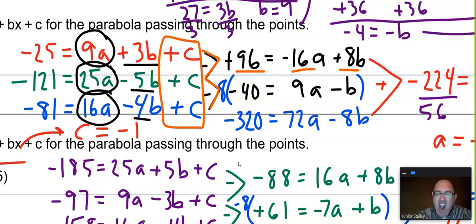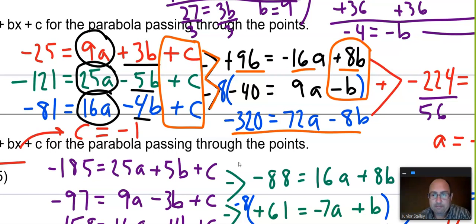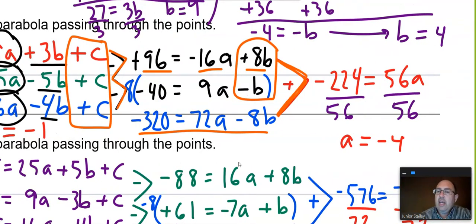So I realized that right here was what I needed to focus on, so I chose to multiply that second equation by 8, and that's what got me the part in the blue right there. So I decided these two things needed to get added together, and when they did, I got -224 equals 56a, so when I divided the 56 to the other side, I found out that a was -4.